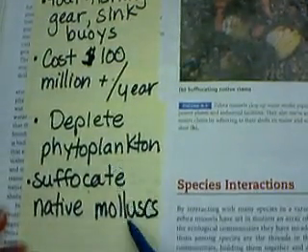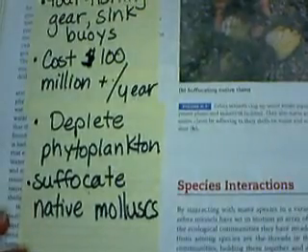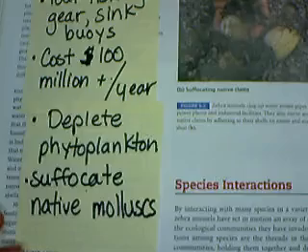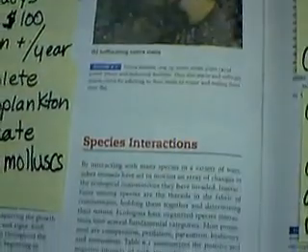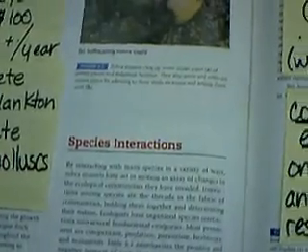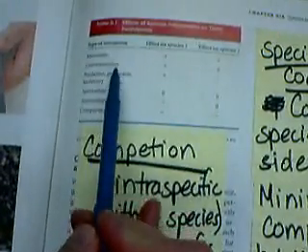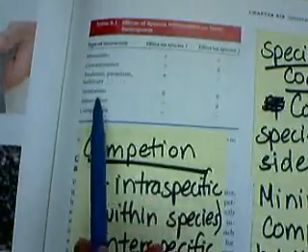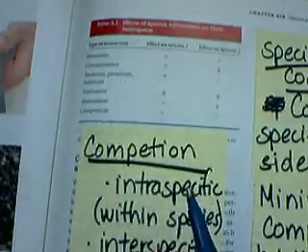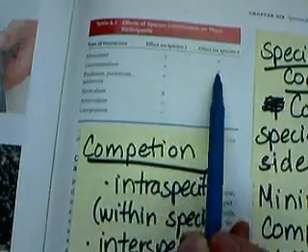These mussels cost the Great Lake region and other lakes around the country $100 million a year. They also deplete the phytoplankton because they eat too much of it, and these are phytoplankton that are necessary for a healthy ecosystem balance. And then you can again see from this picture that they're suffocating native mollusks, and a clam is a type of mollusk.